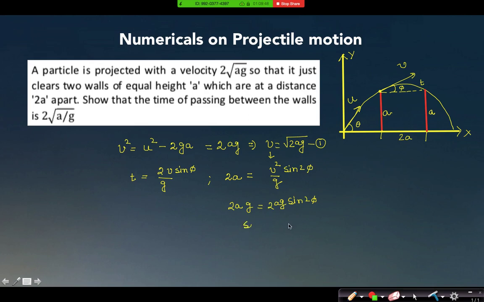So if sine 2 phi is equal to 1, then what is the value of phi? 45 degrees. Now put the value of phi as 45 degrees here. So it is 2 by g into v, which is root over twice ag, into sine 45 degrees, which is 1 by root 2. Can you calculate the time? It is 2 root over of a by g.